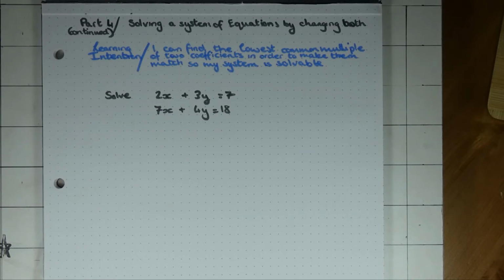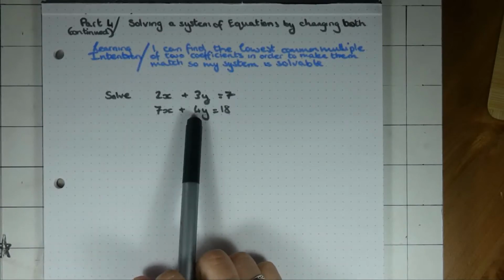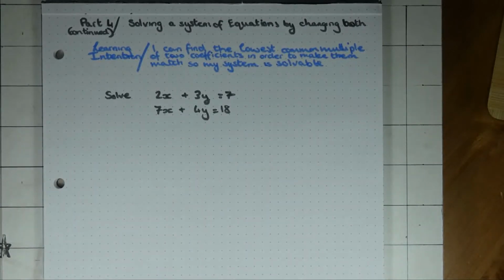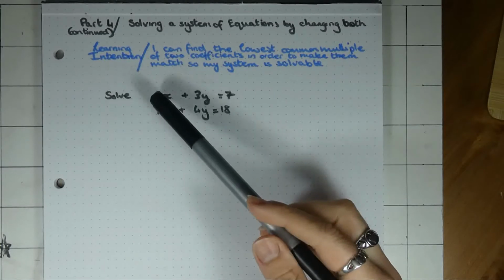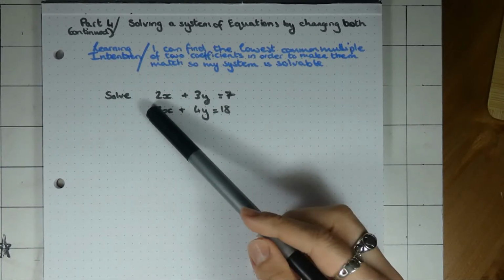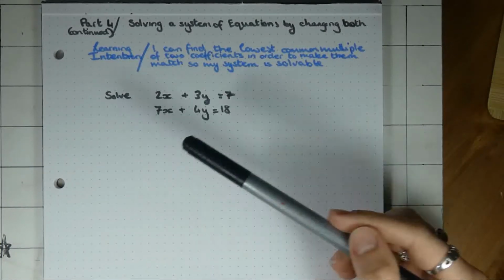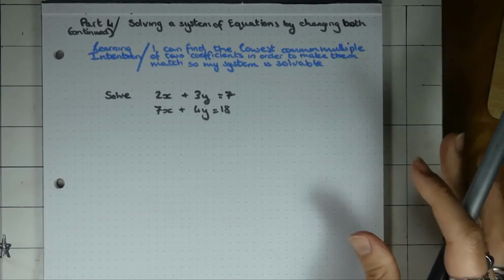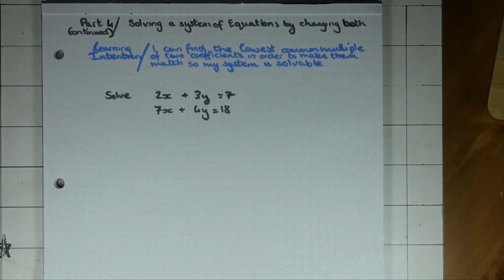If you look at those two equations, 2x plus 3y equals 7, 7x plus 4y equals 18, there is no way to easily multiply one of them up so that one of the coefficients becomes the same as the other coefficient. There's no way to turn 2 into 7 that's easy, because we'd end up with halves and we don't like doing that. Same with the 3 and the 4.